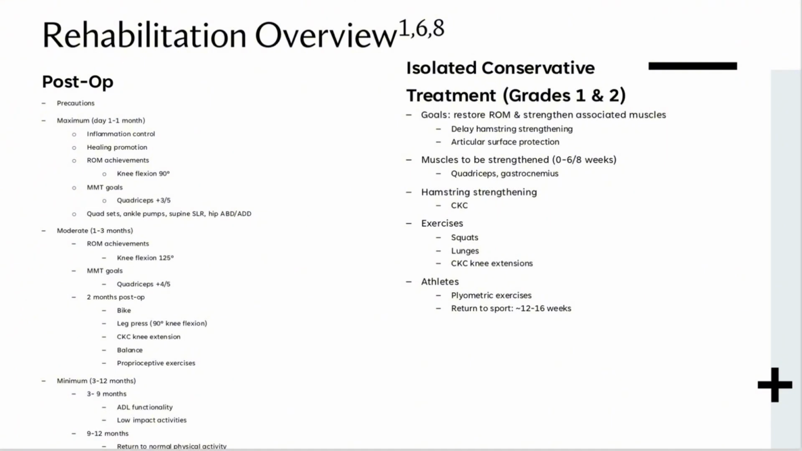So in the maximum protection phase, it's from day 0 to 1 month, and the main goals are inflammation, healing promotion, range of motion achievements such as the knee being able to achieve 90 degrees of flexion, and manual muscle testing achievements like the quadriceps being a 3 or better on the manual muscle test grading scale.